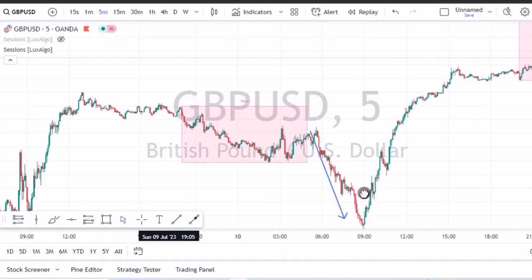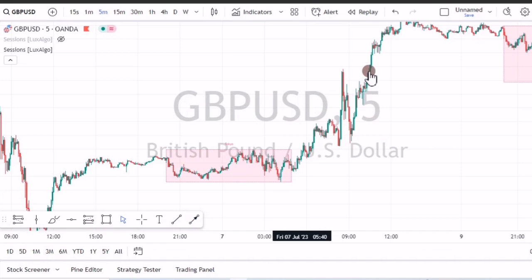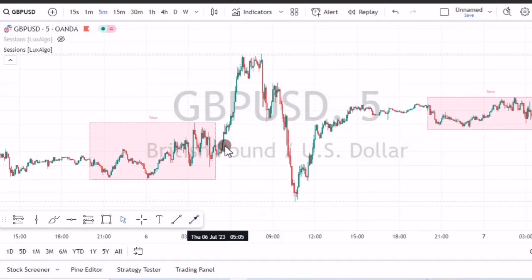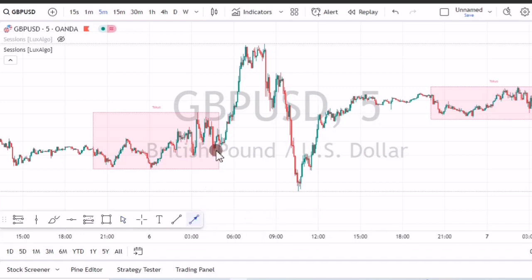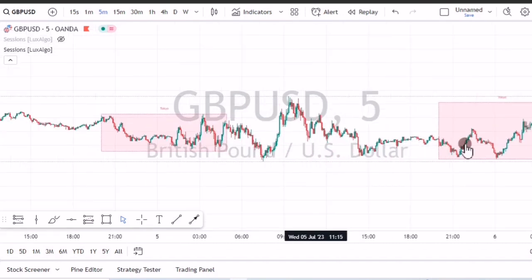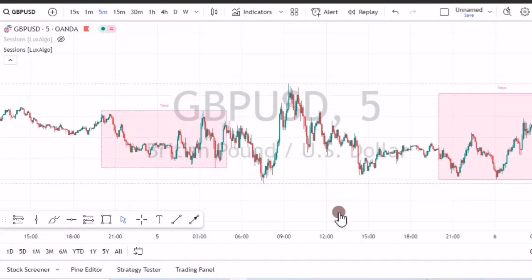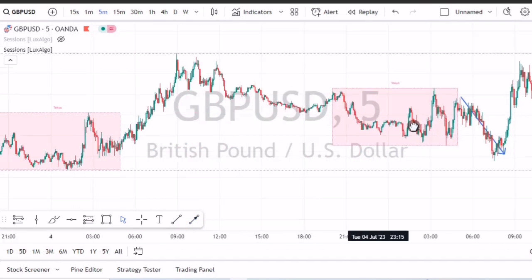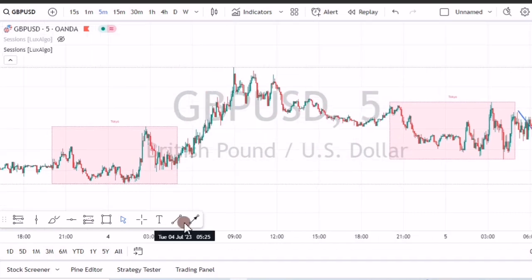You see that price always moves in one direction whenever this session ends. Okay, whenever this session ends, you will always have price moving in one direction. It might be a small move like you have right here. That's why when I place my trades, I like to target about 30 pips and then I get out.